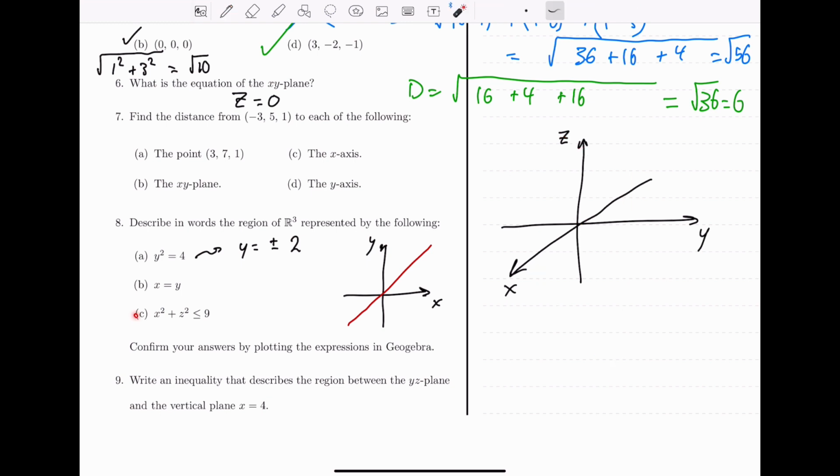How about the expression in part C? X squared plus z squared is less than or equal to 9. Let's think of ignoring y for a minute and just drawing this on the xz axis.